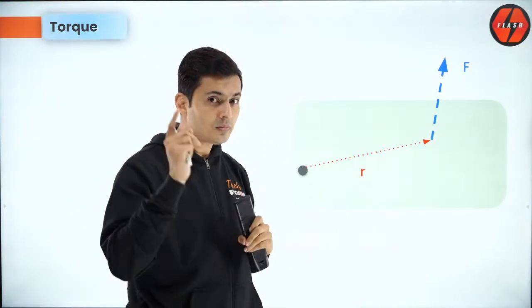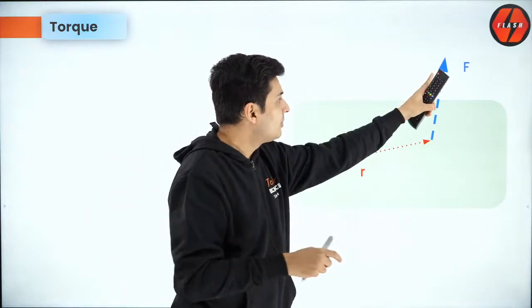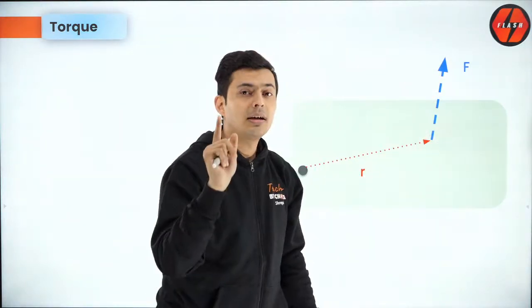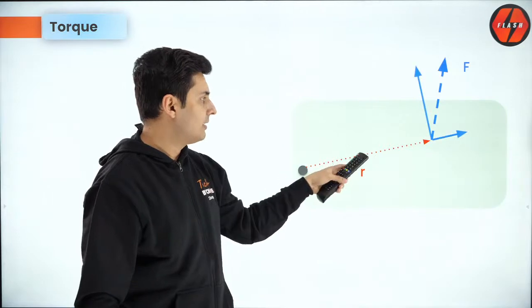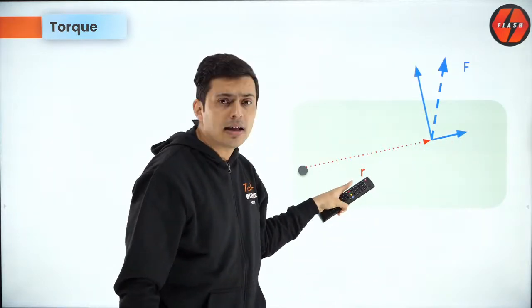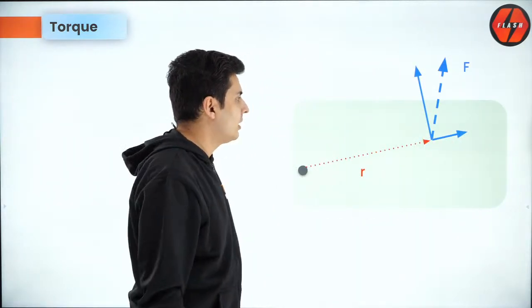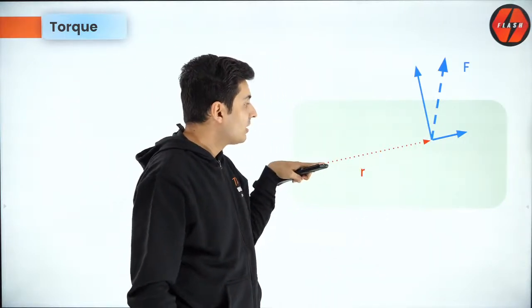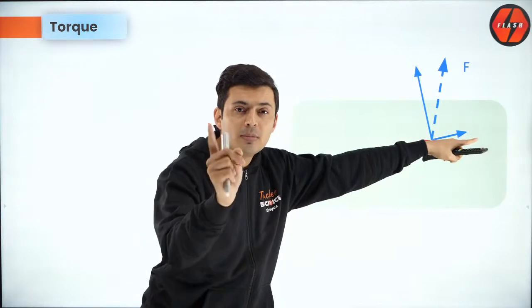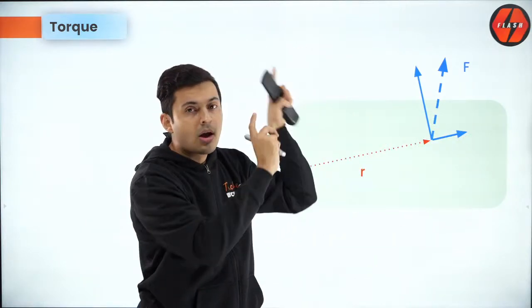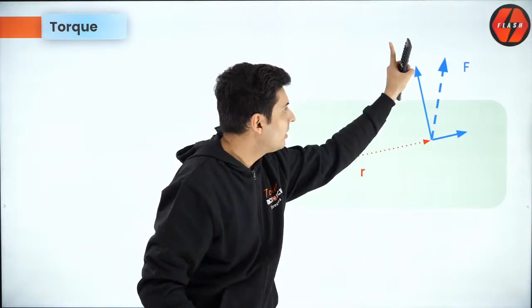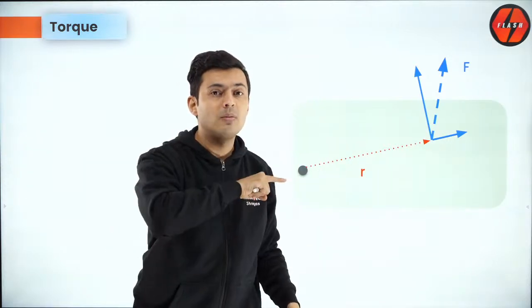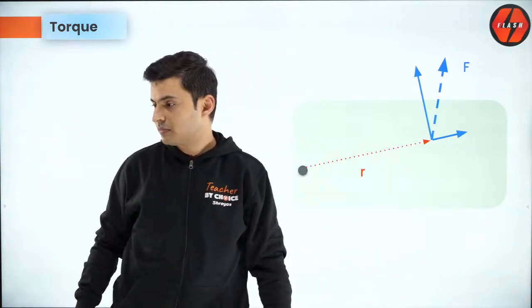This force is not completely responsible for producing the torque. Let me tell you, this force can be split into two components. Remember, the two components will be like this: one along r and second perpendicular to r. Think logically and tell me whether the force which is along r will be responsible for the rotation, or the force which is perpendicular to r will be responsible for rotation. Let me know in the chat box.